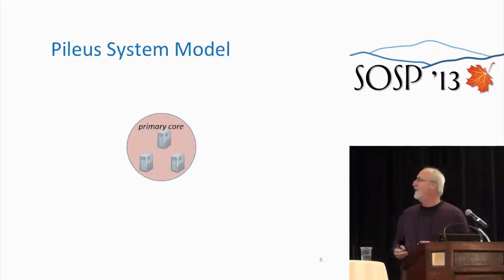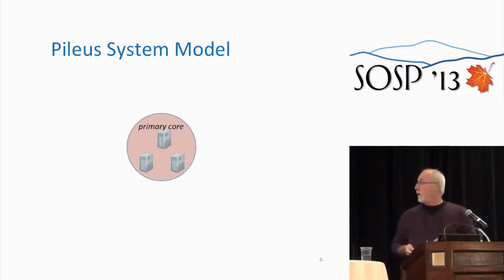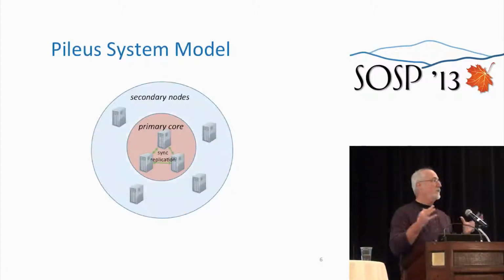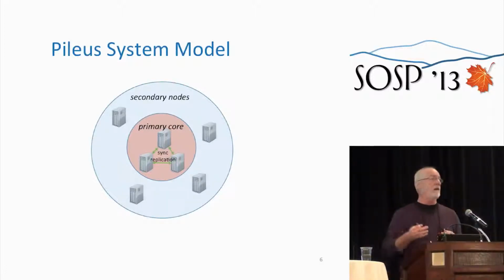Okay, so our Pileus system model is as follows. We have a primary core of replicas, of storage nodes, that use synchronous replication to remain strongly consistent. Outside that primary core, we have a set of other storage nodes known as secondary storage nodes. These nodes are lazily updated, so they lazily receive updates from the primary. There could be any number of these. They can be arbitrarily out of date, so they provide stale data. And they use lazy replication, as I said.